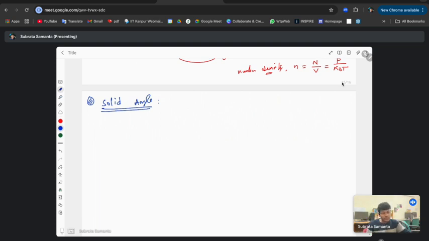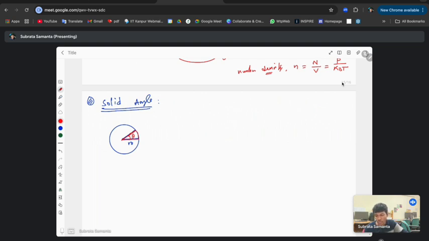Okay. So let's consider first a 2D circle. The radius of the circle is r, and let's consider an arc. So this is basically an arc. This is basically the angle theta.